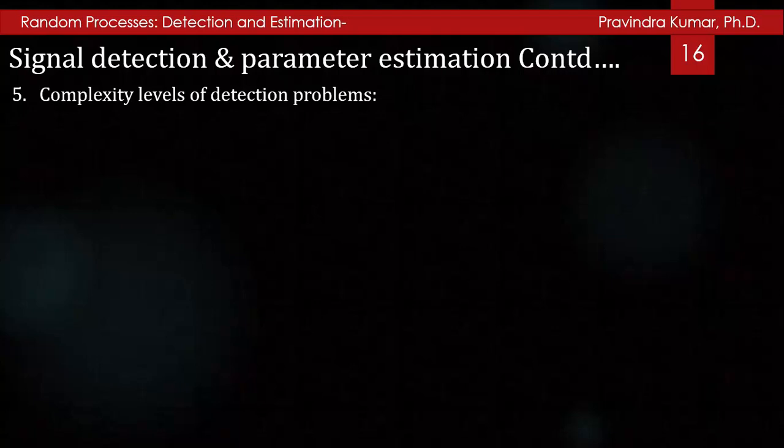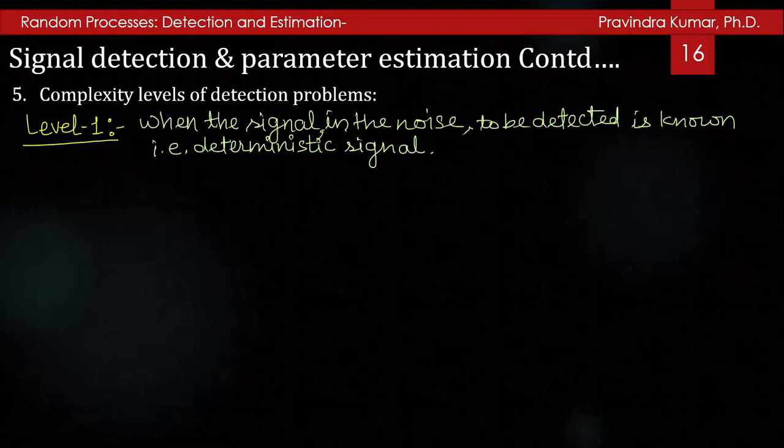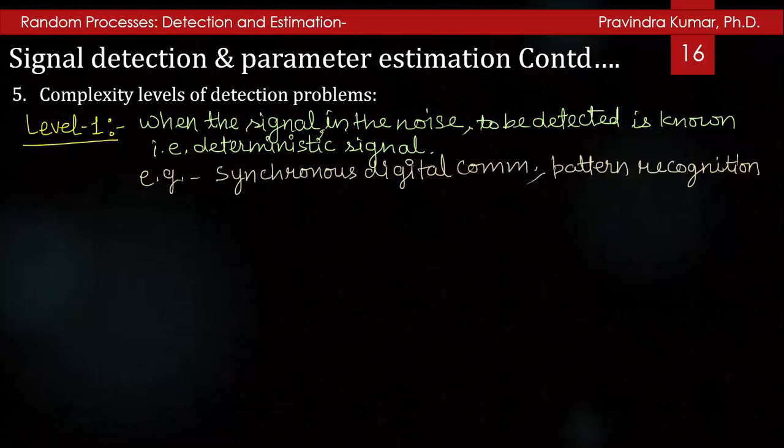Now we will discuss the complexity levels of detection problems. The detection problems considered so far assume both signal and noise characteristics are completely known. If the characteristics of the signal and the noise are not completely known, the detection problem can be complex. There are three levels of complexity for detection problems. The first level is when the signal in the noise to be detected is known, meaning the signal is deterministic. For example, synchronous digital communication and pattern recognition.